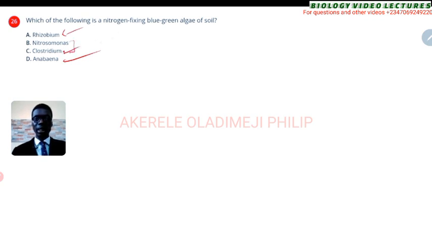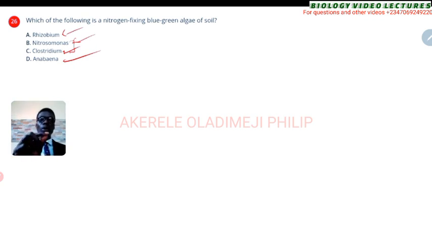Clostridium also fixes nitrogen. Nitrosomonas is one of the nitrifying bacteria that converts ammonia to ammonium to nitrites, while nitrites is converted to nitrate by Nitrobacter, basically. But Nitrosomonas is just a nitrifying bacteria, so to say, because it plays a role in converting ammonium to nitrates. But Anabaena is also a nitrogen fixing bacteria.